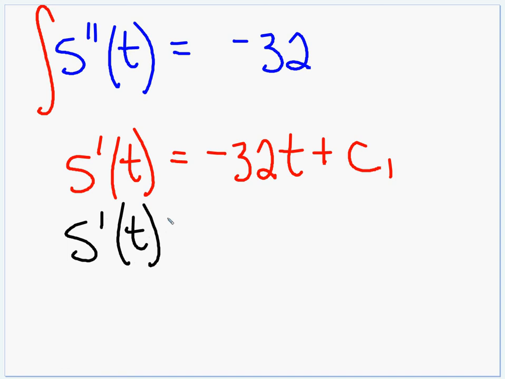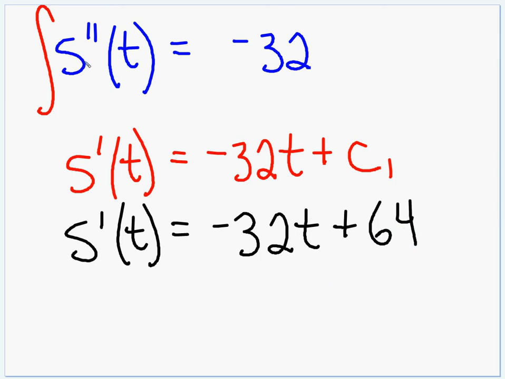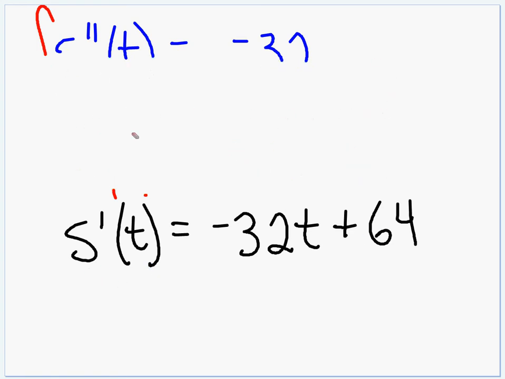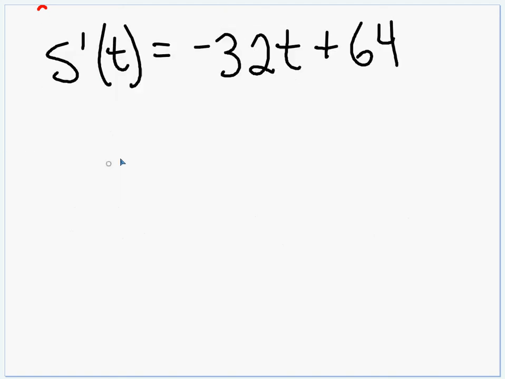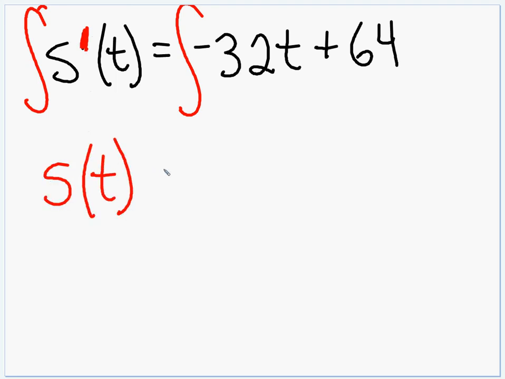S prime of t is equal to negative 32t plus 64. We've anti-derived our way up one level. From s double prime to s prime, we got the constant out of the way. So we want to anti-derive again. Remember, we want to get to s of t, and we're one derivative down. The antiderivative of s prime is going to take us to s of t, our position function.